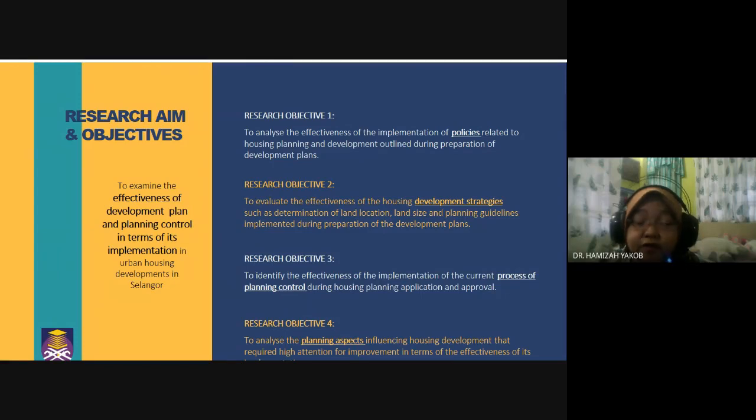To achieve this aim, there are four research objectives. The first objective focuses more on the implementation of the policy related to housing planning. The second objective is to evaluate the effectiveness of the housing development strategy, which involves three aspects: land location, land size, and planning guideline. Research objective number three is to identify the effectiveness of the current process of planning control, especially during planning application and approvals. Research objective four is to analyze the planning aspects that influence housing development and require high attention for improvement in the effectiveness of their implementation.